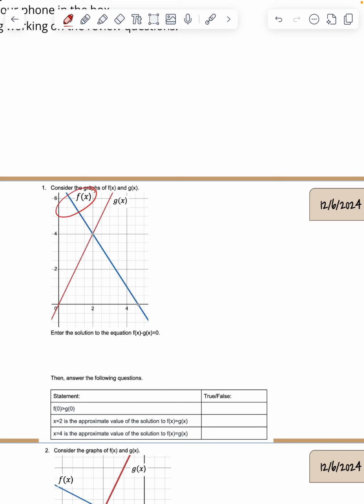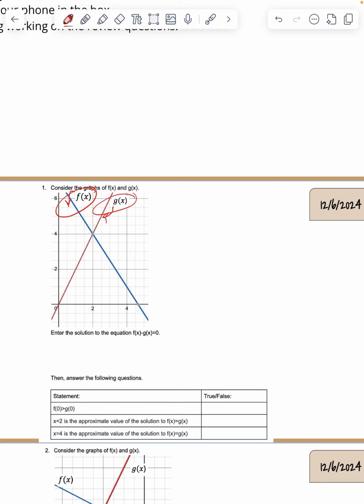So this one right here is f of x. The second one is g of x. Remember that f of x and g of x is just the name of the line. So it's kind of like if this one was called Fernando and this one is called Gerardo. That's all that it means. It just means that the name of the graph is f and then the other one is g.